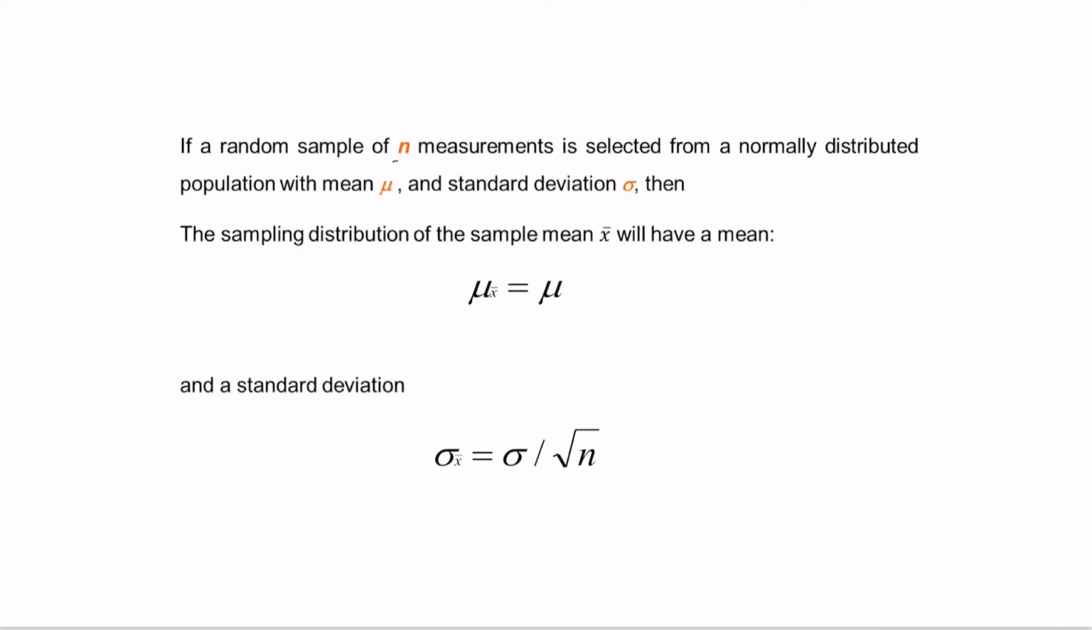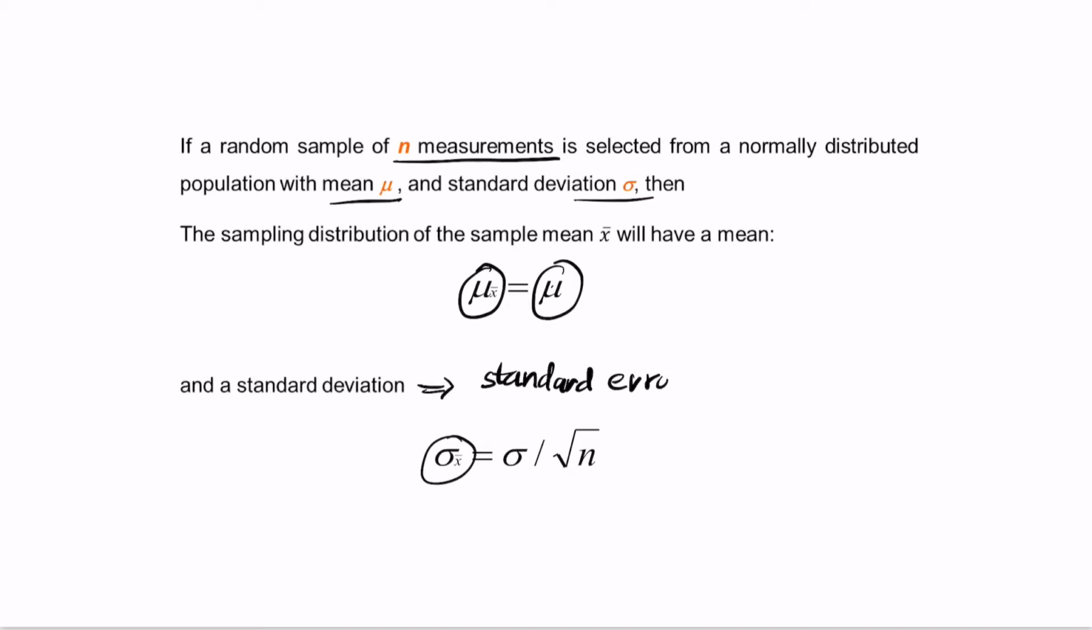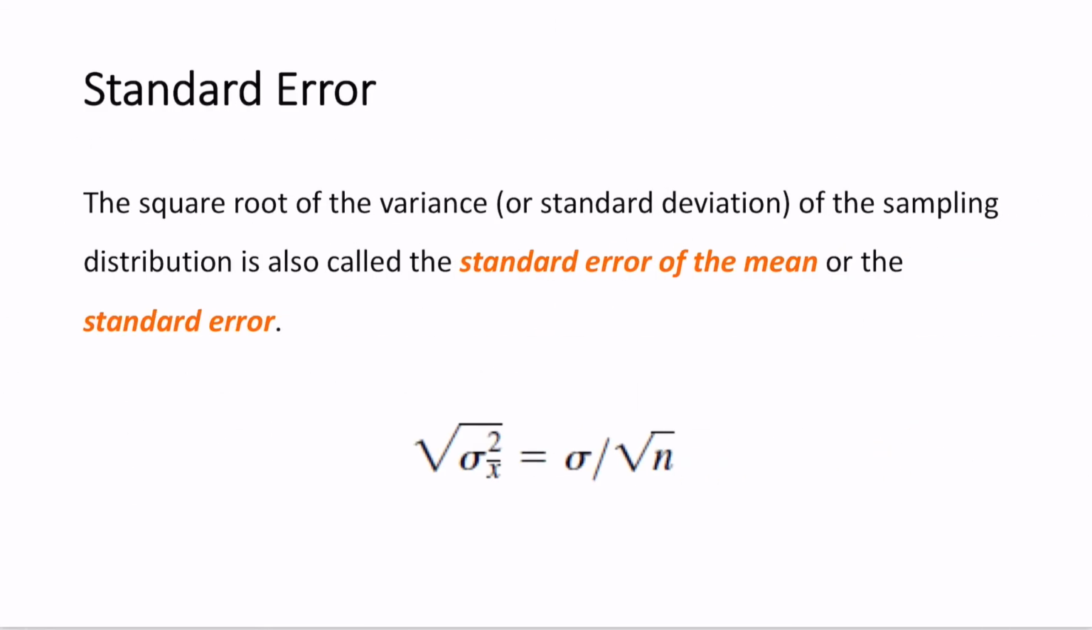Now in a random sample of n measurements from a normally distributed population with mean mu and standard deviation sigma, the mean of the sample mean is the same as the mean of the population. But the standard deviation is also called the standard error. The standard error basically refers to the error in taking the difference between the sample and the population. That is given by the formula sigma x bar equals sigma by root n. So we call that the standard error.